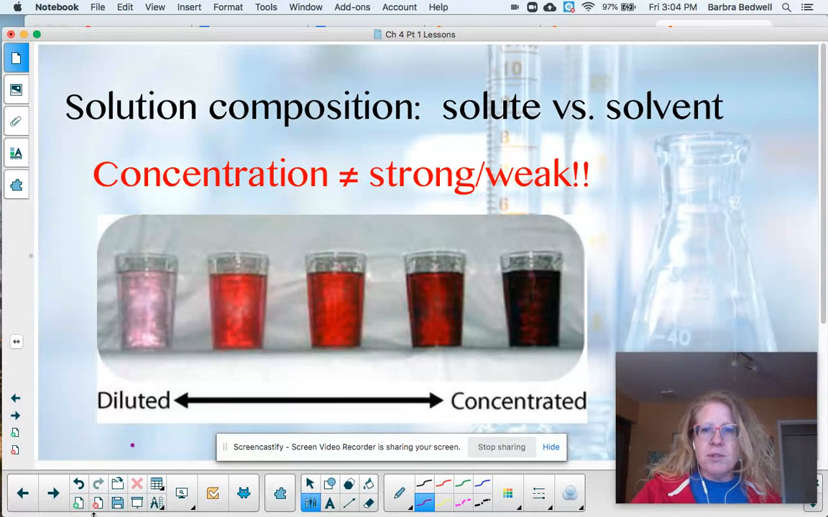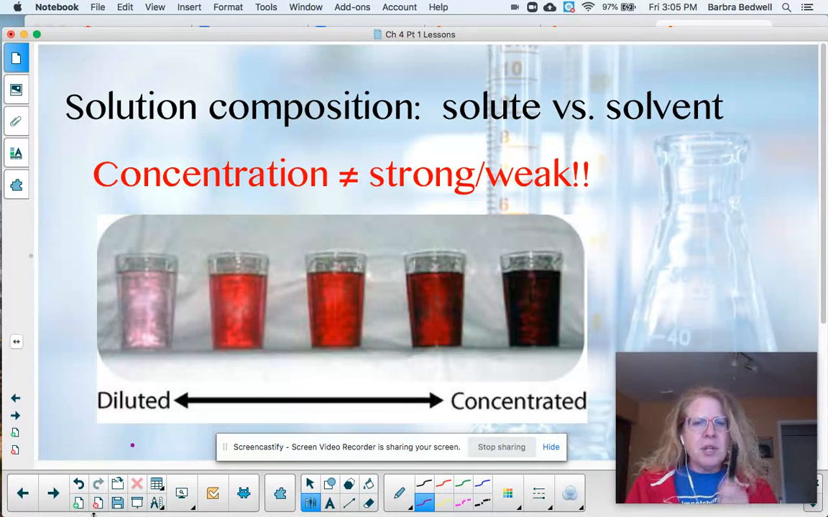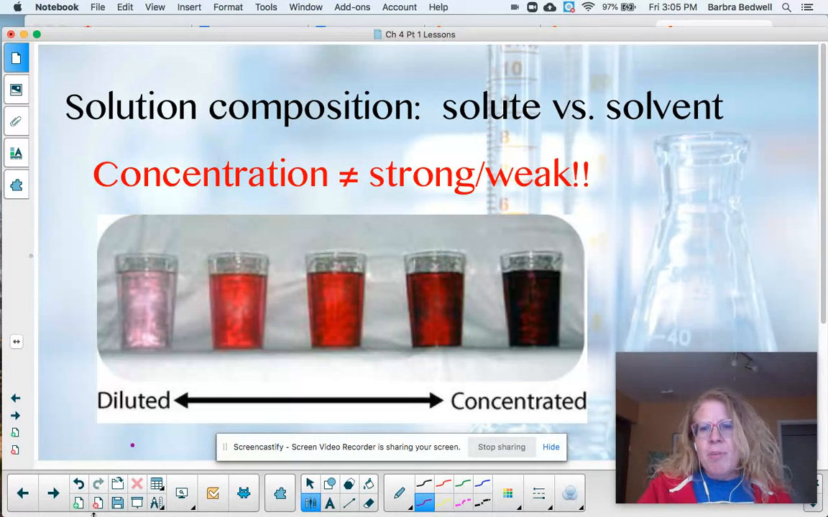The words strong and weak in chemistry specifically refer to how many ions are being released. If something is an ionic compound, especially an acid and a base, if it ionizes completely, that's a strong acid. If it does not ionize completely, that's a weak acid. Concentration is something else. Concentration is a measure of how much solute is present in the solution.